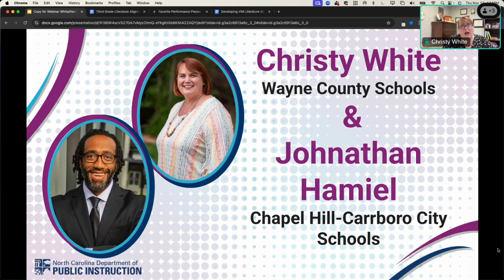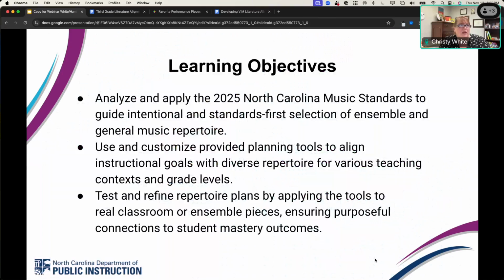All right, so our first slide that's coming up has our learning objectives for today. We're going to analyze and apply the North Carolina Music Education Standards from 2025 to talk about intentional and standards-first selection of ensemble and general music repertoire. We're going to talk about using and customizing the provided planning tools so that you can align instructional goals with your repertoire. And we're going to test and refine some repertoire plans by applying the tools, and you'll see how they work in a real classroom or with ensemble pieces.